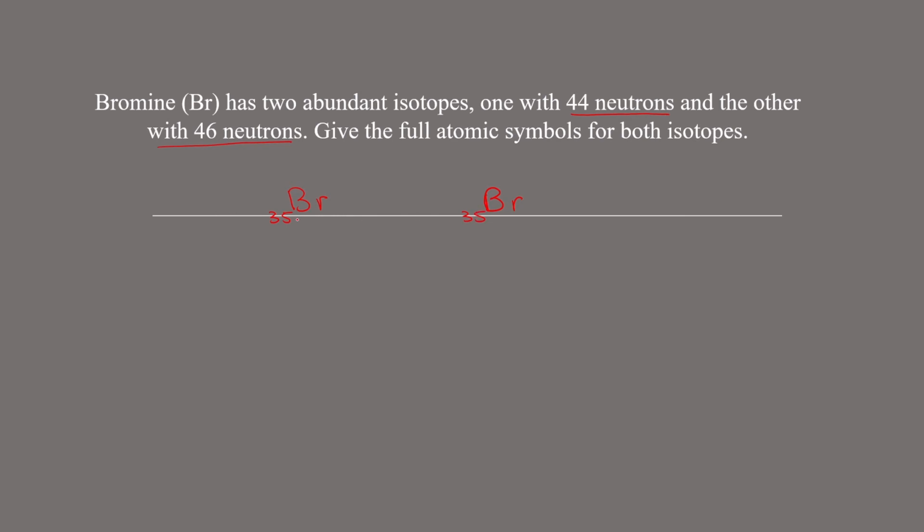Now we have two bromine isotopes. We have to find their atomic masses. For the mass number, the sum of the proton number plus the neutron number will be the mass number. So 35 plus 44 is the mass number for this bromine, and 46 plus 35 is the mass number for this bromine.